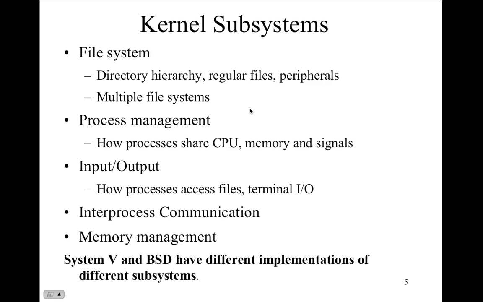So in terms of subsystems, this is not a complete list, by the way. This is just a summary of some of the subsystems that are associated with kernels. The file system is a big one: directory hierarchy, regular files, peripherals, multiple file systems that might actually be supported. Because if you think of the concept, what do users do on their computers? They open and close files, and they manipulate files, and stuff like that. So in terms of features, it's nice to have a kernel that can work with a file system.